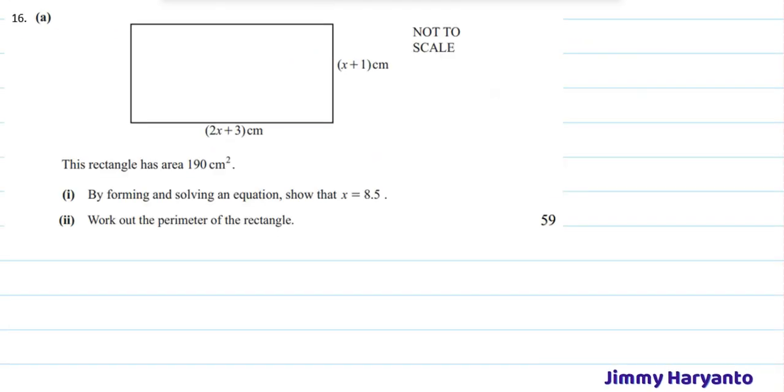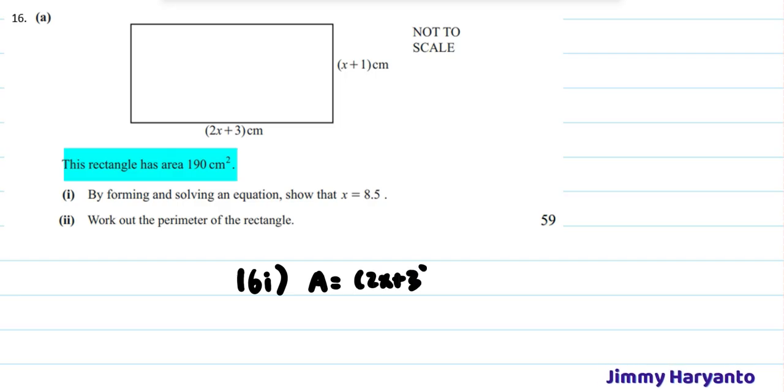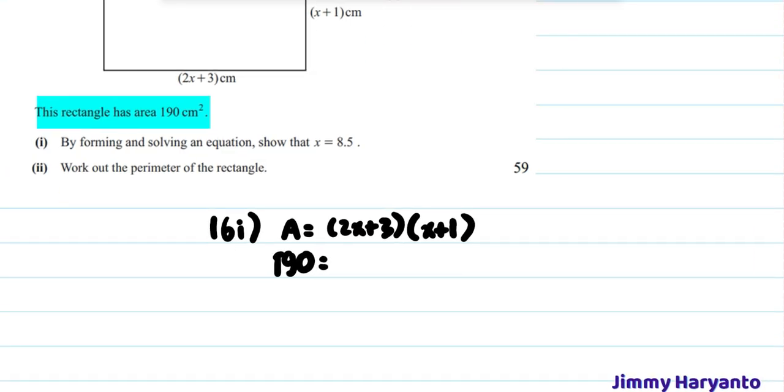Next is question 16i. For 16i, the question tells you to show that x equals 8.5. That means we have to start with the area of the rectangle. The area of a rectangle is length times width. The width is x plus 1, and the area itself is 190. Let's simplify this one first.